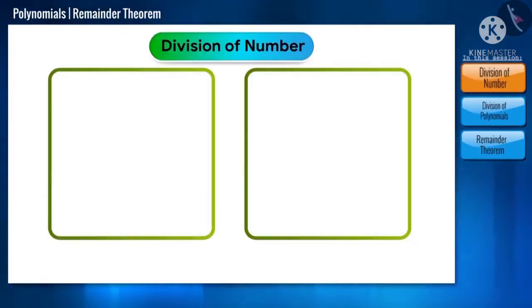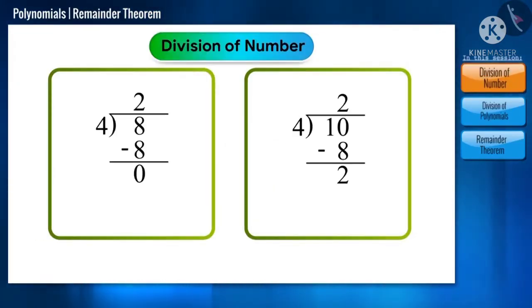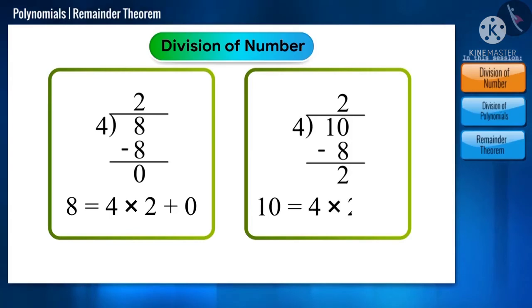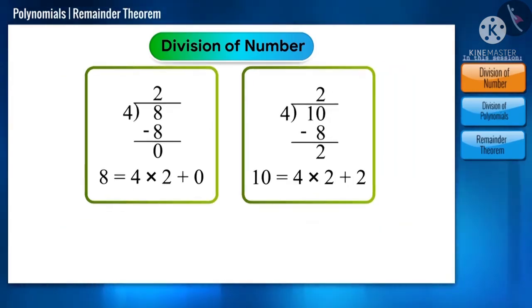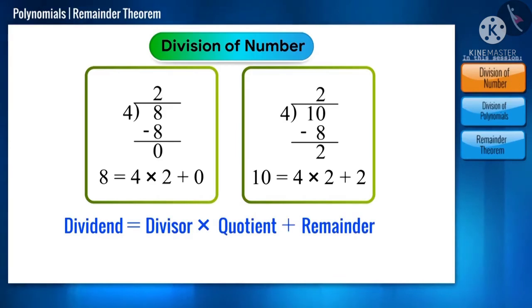Generally, when we divide a number by another number, we get a remainder, which at times can be 0. For example, if we divide 8 by 4, we get the remainder as 0. Whereas if 10 is divided by 4, the remainder is 2. We can also represent this process as 8 is equal to 4 multiplied by 2 plus 0, and 10 is equal to 4 multiplied by 2 plus 2. And we can say dividend is equal to divisor multiplied by quotient plus remainder.